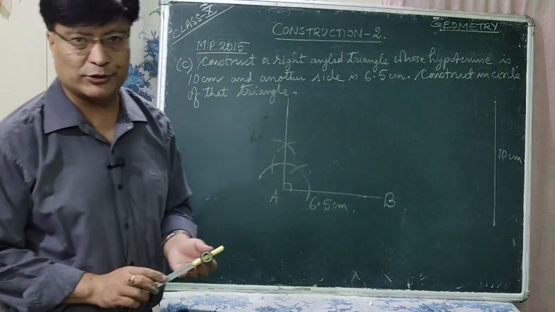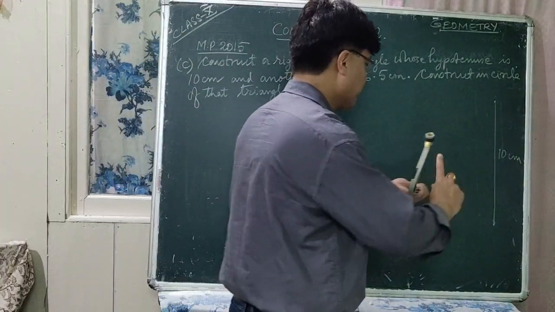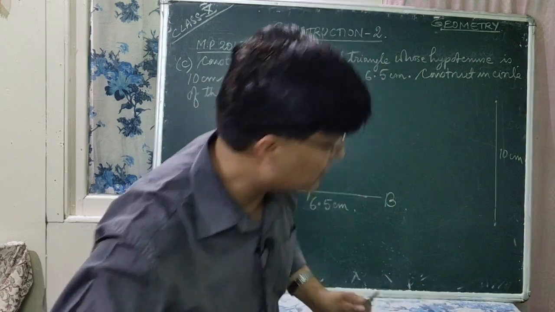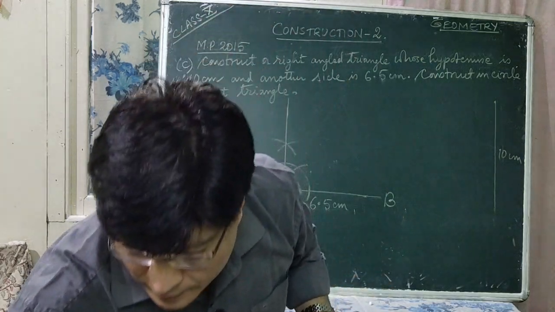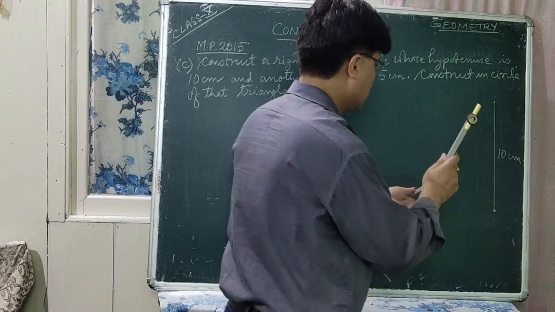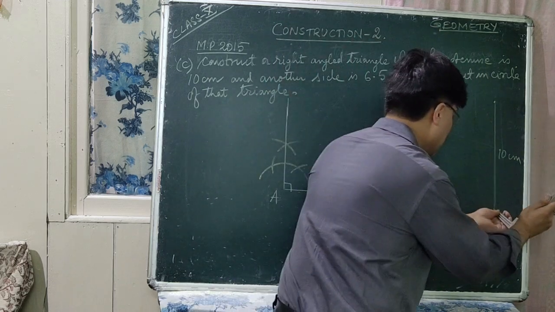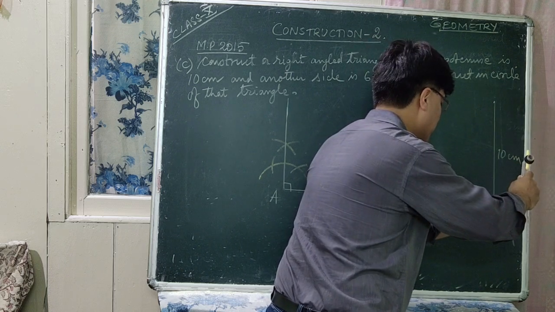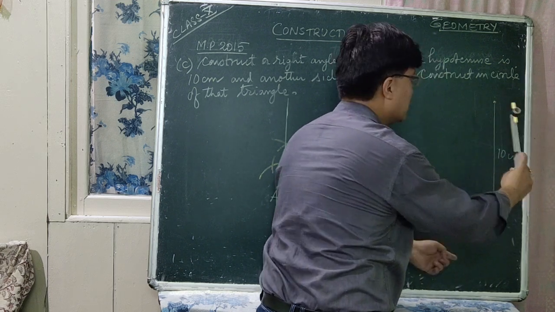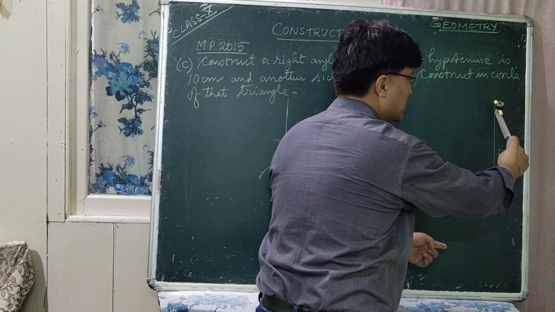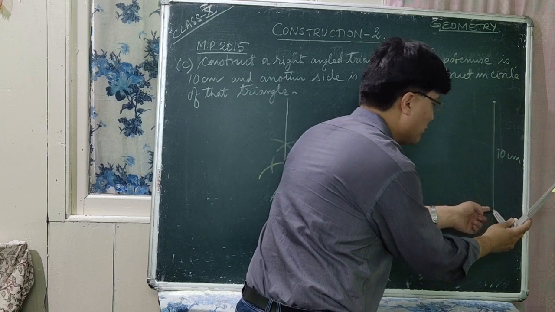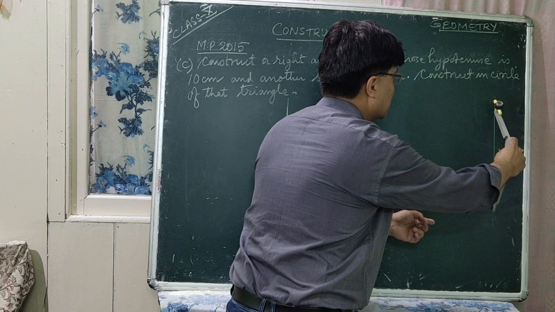Now you have to draw the hypotenuse. The hypotenuse is of length 10 centimeter, isn't it? So let us measure this length. You can measure the length of 10 centimeter with the help of your ruler. So suppose this is your 10 centimeter, right? Measure this length with the help of a compass. Keep the pointed needle out here at this point and then measure it. So this is your 10 centimeter.